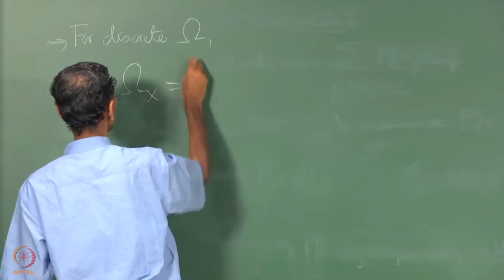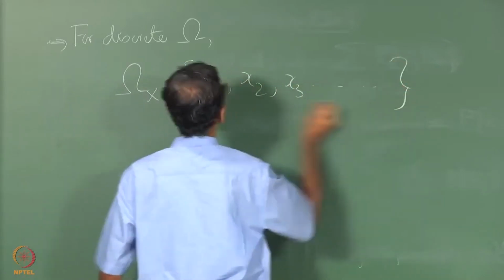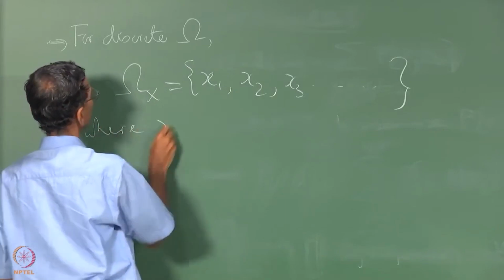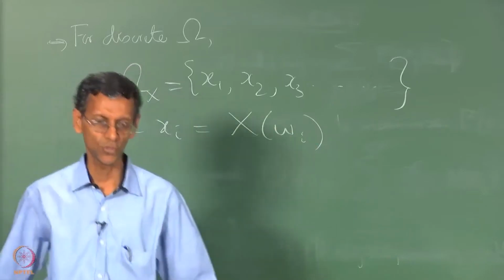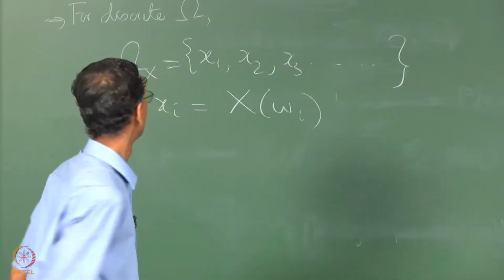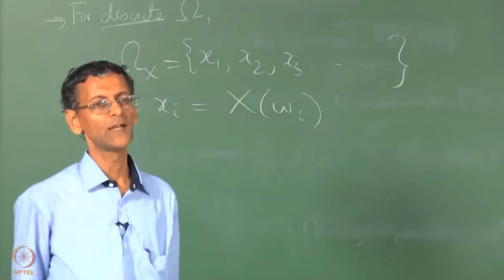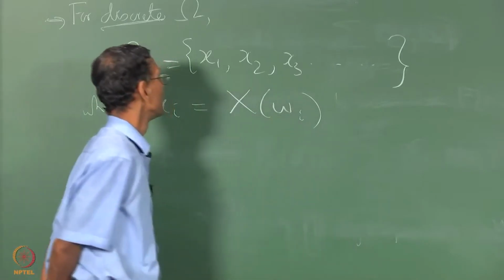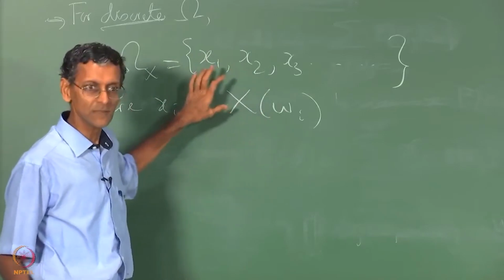So omega x will be of this form, where x i can be capital X. Just to cut a long story short, I can write my omega x like this. And of course this kind of statement is only valid for discrete omega, not continuous or uncountable omega. So I do not have to draw any more pictures, I can just write it like this.